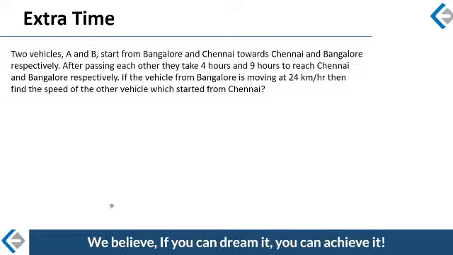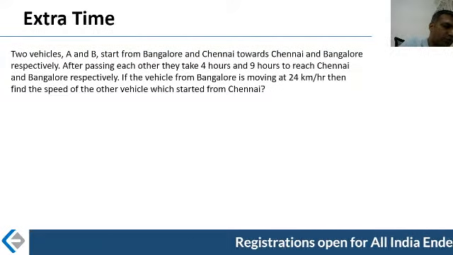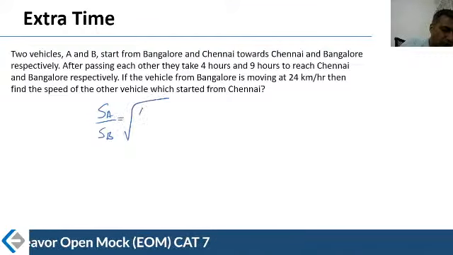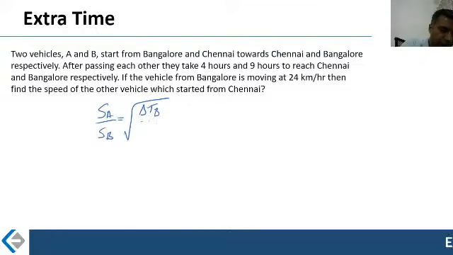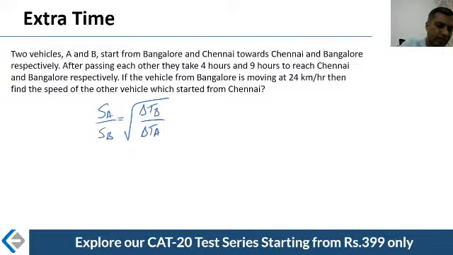I guess you got this. I gave a minute here just to assimilate the thoughts. Okay, here we go. Two vehicles A and B start, same question, isn't it? Let me put it in perspective. Speed of A by speed of B, where A is going from Bangalore to Chennai, is under root of delta time taken by B divided by delta time taken by A. What is delta? Extra time. One vehicle is taking 4, this is for A, and 9 is for B.